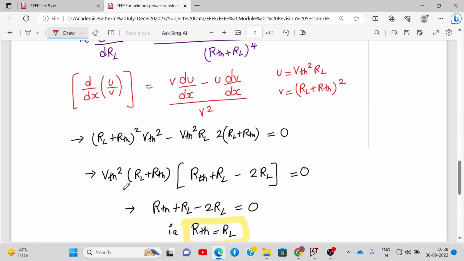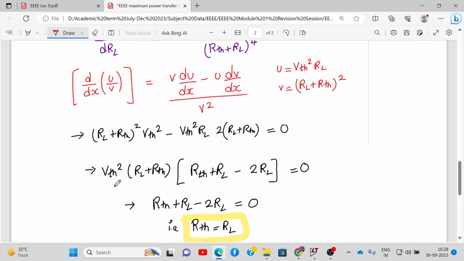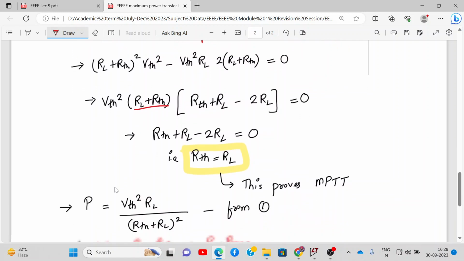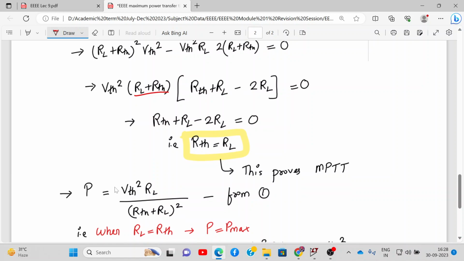Now we rearrange the terms. We take VTH square common. So we got VTH square into RL plus RTH, into RTH plus RL minus twice RL, is equal to 0. From here we get RTH plus RL minus twice RL is equal to 0. So RTH is equal to RL. This proves the maximum power transfer theorem, that when the Thevenin's resistance is equal to the load resistance, only then the maximum power will be transferred.